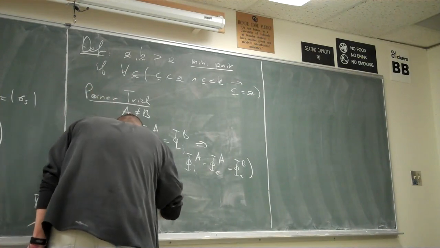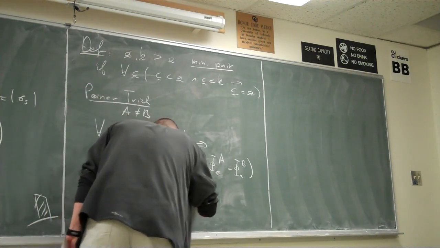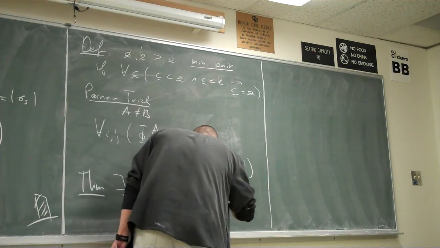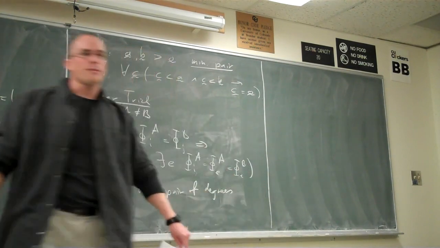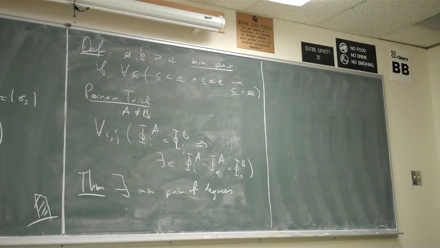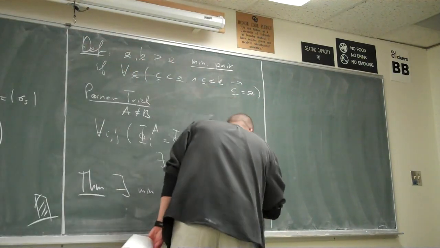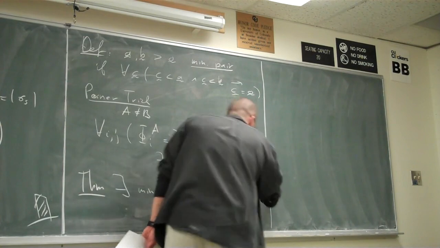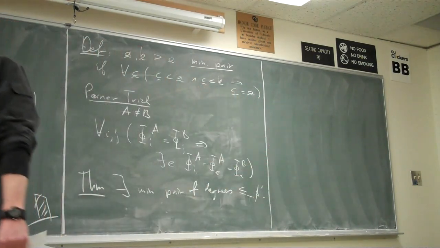There exists a minimal pair of degrees, and it turns out that, again, like before, what we cared about initially was whether there exist incomparable things, and then we managed to get them below zero jump. Here the same thing happens. There exists a minimal pair below zero jump.